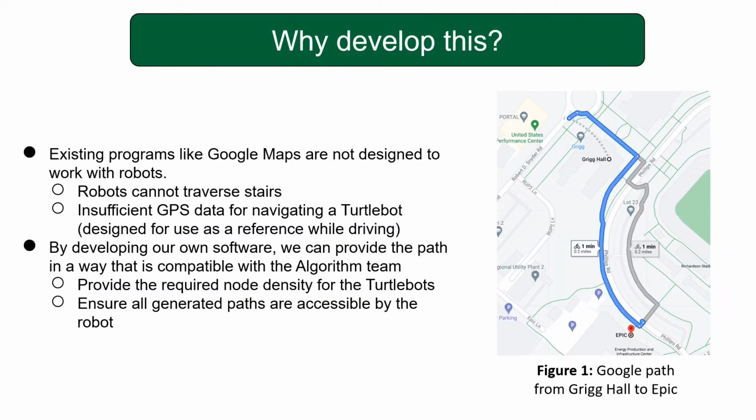So some reasons for developing something that's so similar to Google Maps is, one, the node density provided by Google Maps is not sufficient to tell a robot where to go. And 2, robots cannot traverse stairs. They need ramp data. This is what separates us from Google Maps.